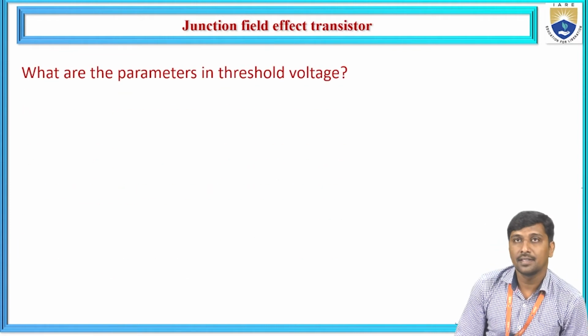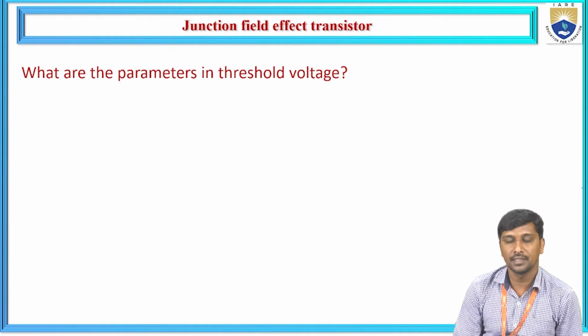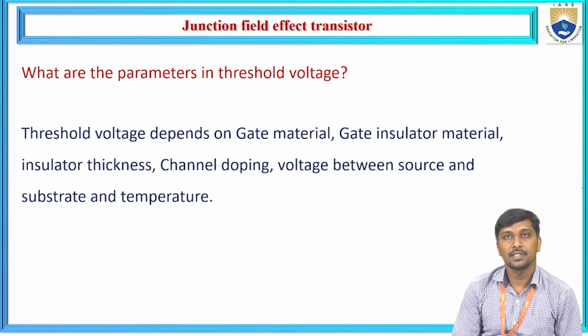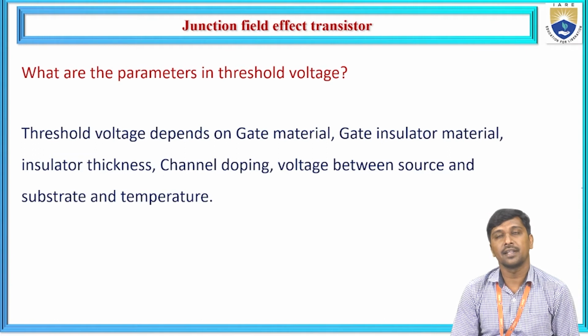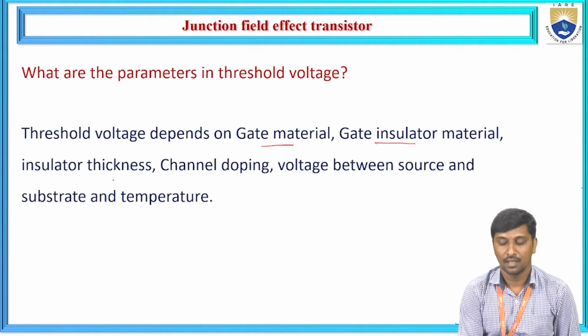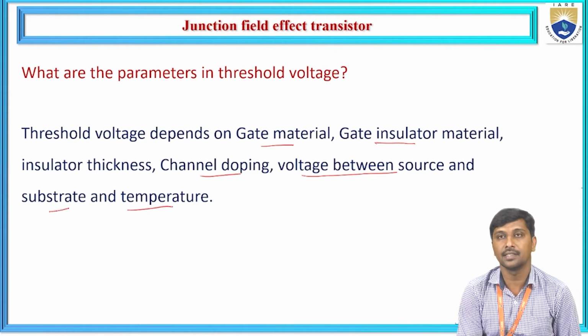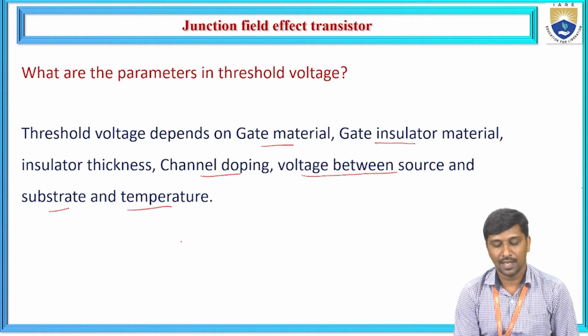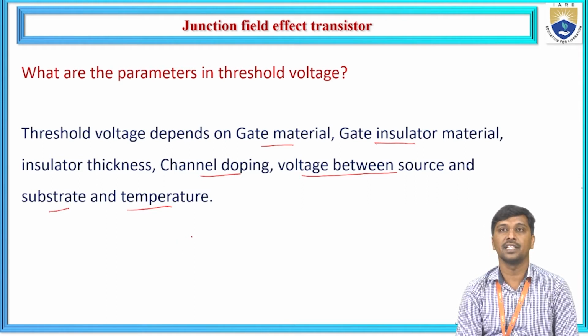Now, what are the parameters in threshold voltage? So what are the parameters that affect the threshold voltage of the field effect transistor? The threshold voltage depends upon the gate material as well as the gate insulator material and the insulator thickness, the doping of the channel, the voltage between source and the substrate, as well as the temperature. All these parameters define the threshold voltage while constructing the field effect transistor.